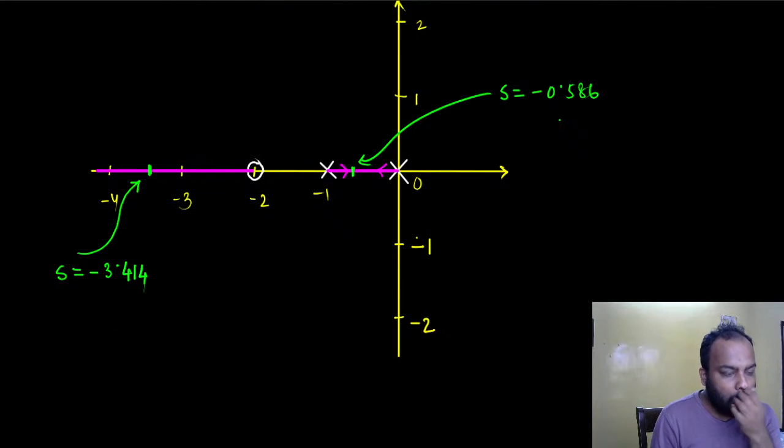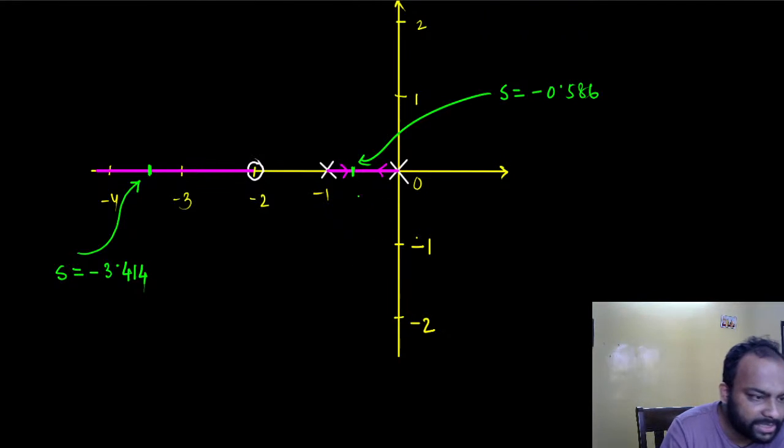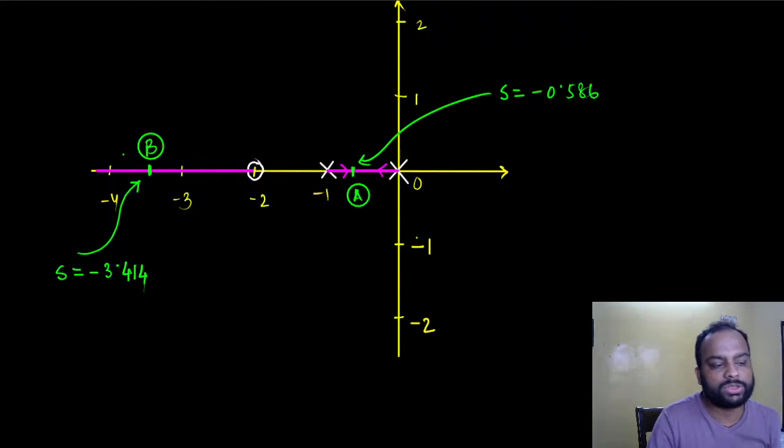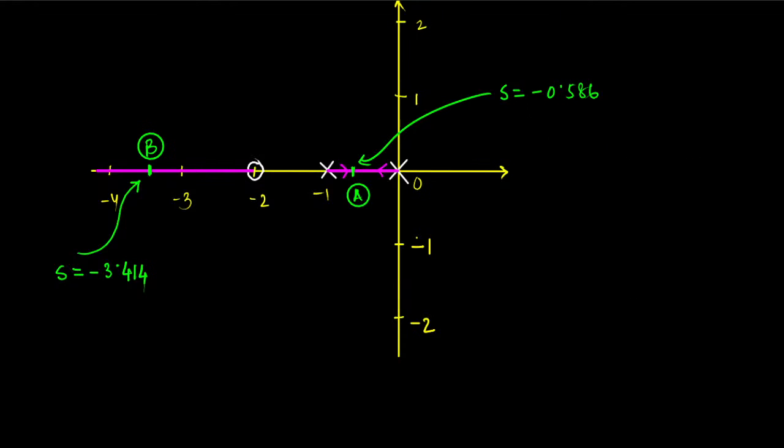Now, which one of these do you think is a breakaway point, and which one of these do you think is a break-in point? I would let you guess. So this is point A and this is point B. Which one of these do you think is a breakaway point? Which one of these do you think is a break-in point? And of course, we are going to mathematically figure out which one is a breakaway point and which one is a break-in point. But I am letting you guess. Please guess. I'm coming back.